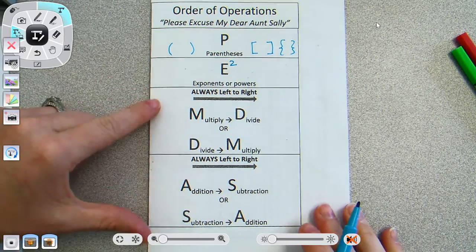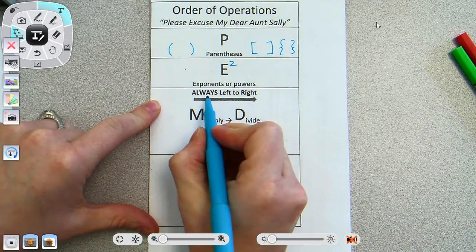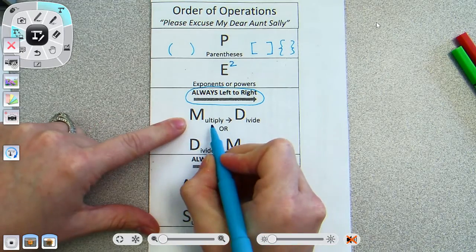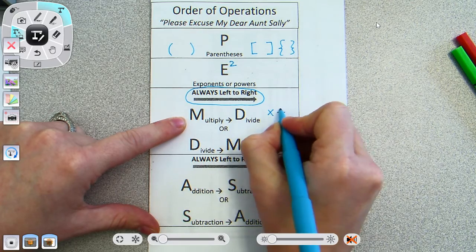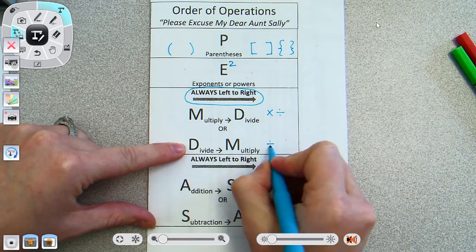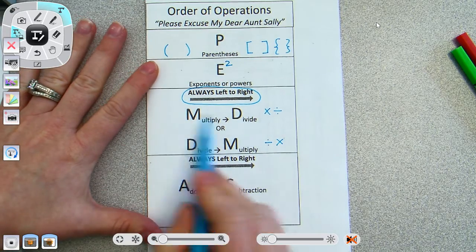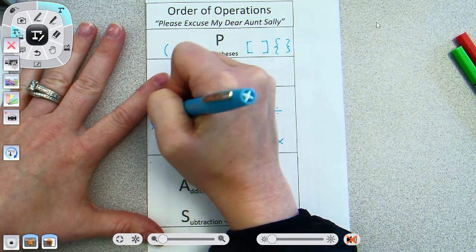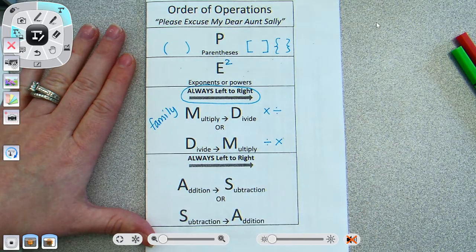So the next thing we're going to look at is, I call this a family. So multiplication and division are always solved left to right. So I think this is really important. That means that if multiplication comes first, left to right, and then we've got some division happening after that, we're going to multiply and then we're going to divide if that's happening left to right. Or if the division comes first, we might divide, and then as we're moving left to right, we're going to multiply a little bit later. So we always do this whole family from left to right. So I'm going to write the word family off to the side. So any multiplication and division would come after the exponents.